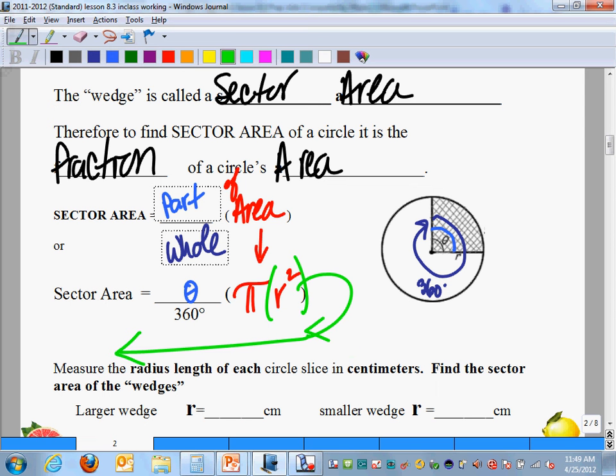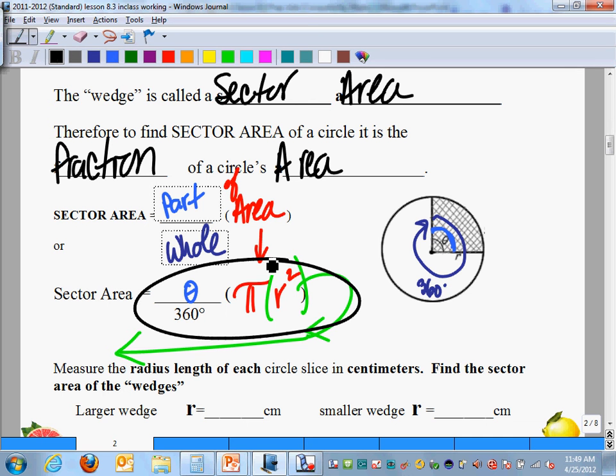Yes? Theta. Theta is the central angle here. Theta is used for angles. It's like x for letters. Okay, we'll do an example together and I'll show you exactly what theta is going to be, okay? For now, just memorize this equation.